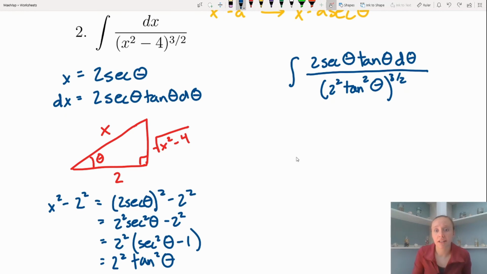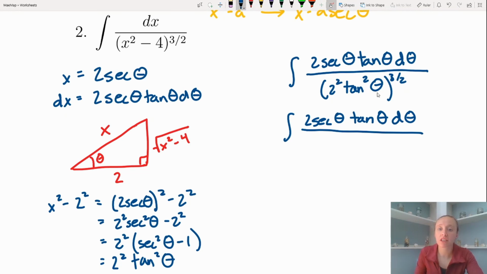Now that I have this, let's go ahead and simplify. So our integral, 2 secant theta tangent theta d theta, all over 2 squared tangent squared theta, all raised to the 3/2. When I bring that exponent of 3/2 in, it's going to cancel out with my squared. So I'm going to have 2 cubed, which is 8, and then I'm going to have tangent cubed theta. Again, that was me distributing that 3/2 to both 2 squared and tangent squared theta.